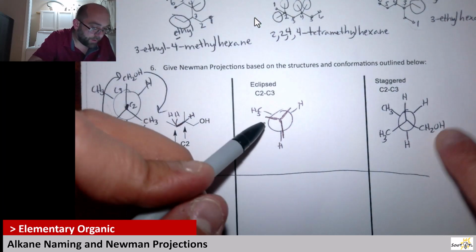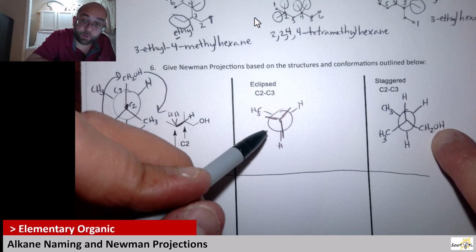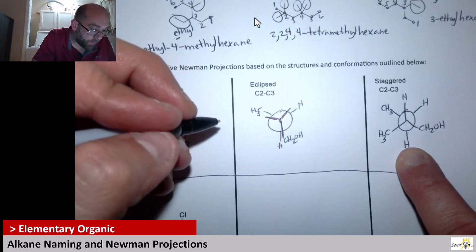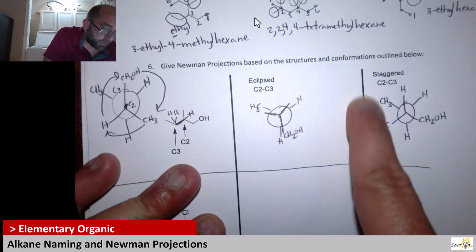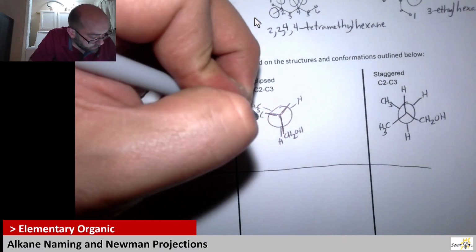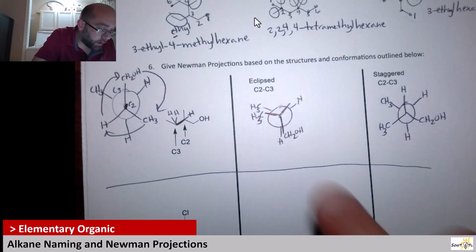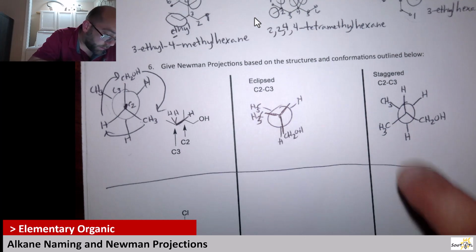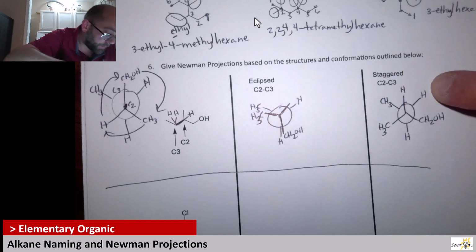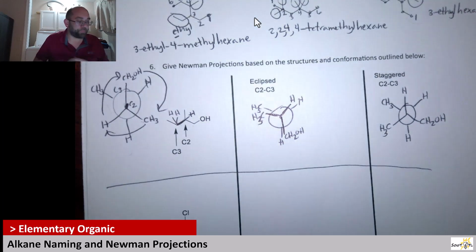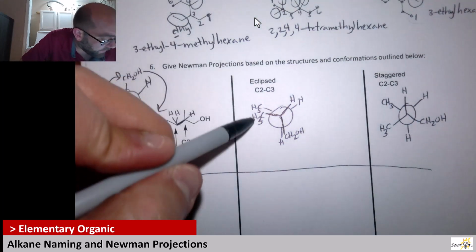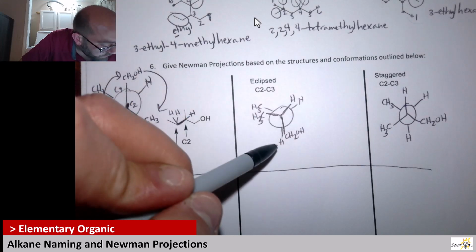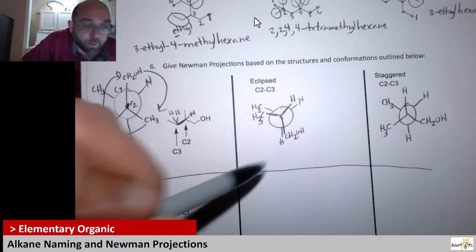So what I would do is just move this CH2OH in front of the hydrogen here, CH2OH, and then that would mean that this methyl would move in the same direction in front of that methyl. Okay, and then that methyl moves there, so then this hydrogen moves in front of that hydrogen. Okay, so specifically what we have here are two methyls eclipsed, these two hydrogens eclipsed, and this hydrogen and this CH2OH eclipsed.